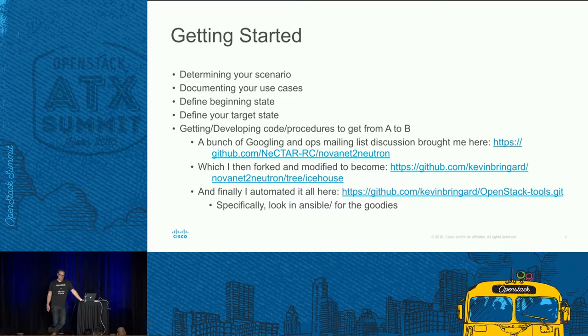And that was basically developing a bunch of code. So for me, what it looked like was I started with Googling, where every good project starts. And then when that didn't turn up a lot, because nobody's running Novanet anymore except for you, I asked the ops mailing list, and I managed to find some obscure GitHub, somebody who had done something similar. And so we went ahead and looked at that. And it looked like it could do what I wanted, so I forked it, and then it became this code here, which is this Icehouse tree.